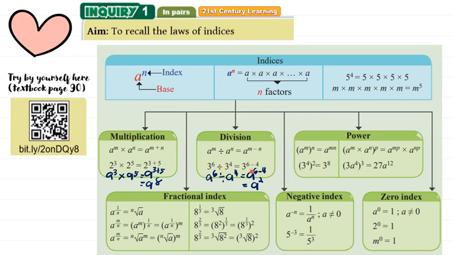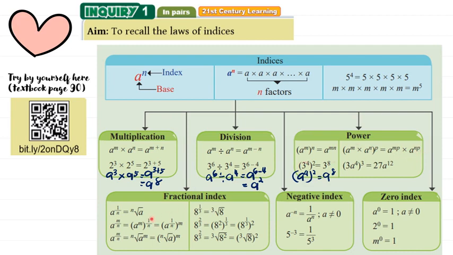So an example for this one is a power of 4 in brackets power of 2 is equal to a power of 8. Same as this one, but this one is a longer version. Let's say we have a power of m multiplied with b power of n in brackets power of p. So p, you have to multiply with the power of m and the power of n. So it becomes a power of mp multiplied with b power of np.